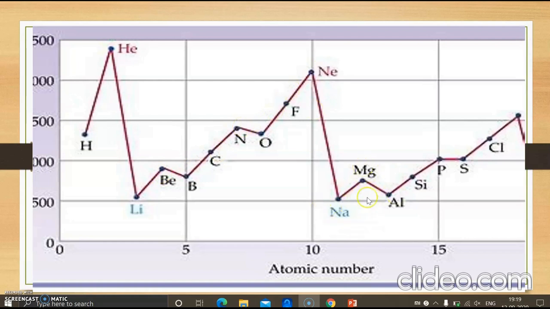In the third period, magnesium, phosphorus and argon show higher values. This is also due to fully filled and half filled orbital stability.